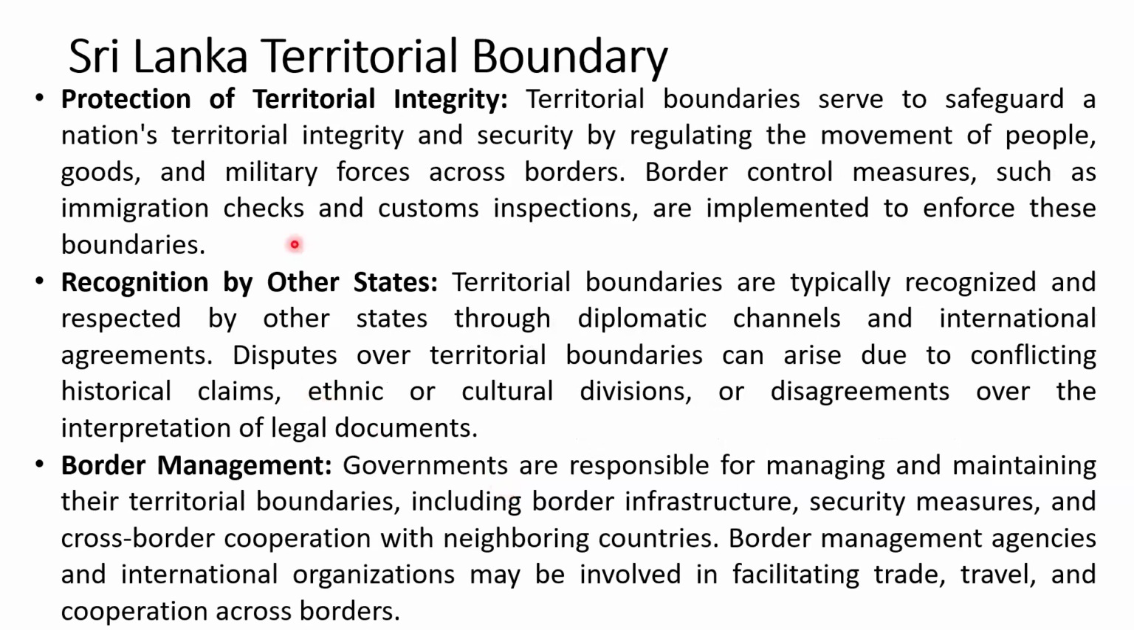Then, protection of territorial integrity. Now I think these words, most of our politicians are talking about territorial integrity, but as engineers, we should know what we mean by these things. Territorial boundaries serve to safeguard a nation's territorial integrity and security by regulating the movement of people, goods, and military forces across borders. Border control measures such as immigration checks and customs inspections are implemented to enforce these boundaries.